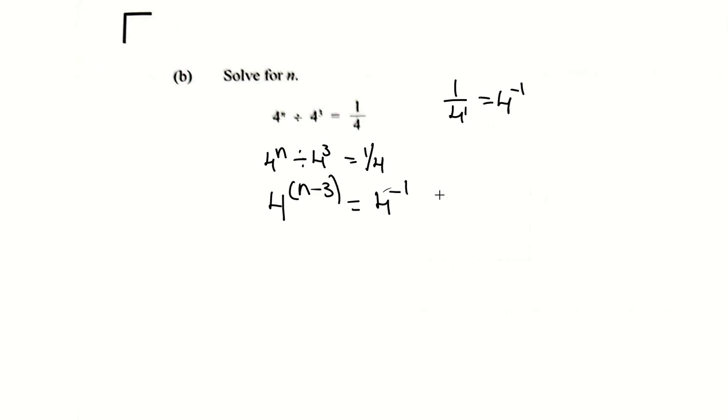We can equate our powers, because the 4's are equal. The only thing that's not equal is the powers, so we can say n minus 3 is equal to minus 1. Carry this across, so n would be minus 1 plus 3. So n is equal to 2. And we can check that: 4 to the power 2 divided by 4 to the power 3 is 4 to the power of 2 minus 3, which is minus 1. 4 to the minus 1 is a quarter. And so we know that this is correct.